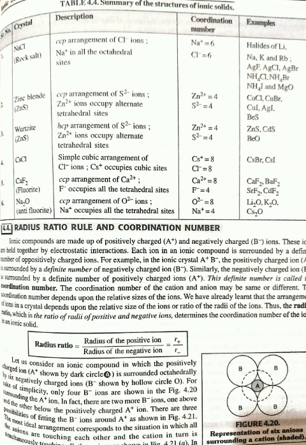Ionic compounds are made up of positively charged A⁺ and negatively charged B⁻ ions. These ions are held together by electrostatic interactions. Each ion in an ionic compound is surrounded by a definite number of oppositely charged ions. For example, in the ionic crystal A⁺B⁻, the positively charged ion A⁺ is surrounded by a definite number of negatively charged ions B⁻. Similarly, the negatively charged ion B⁻ is surrounded by a definite number of positively charged ions A⁺. This definite number is called the coordination number.